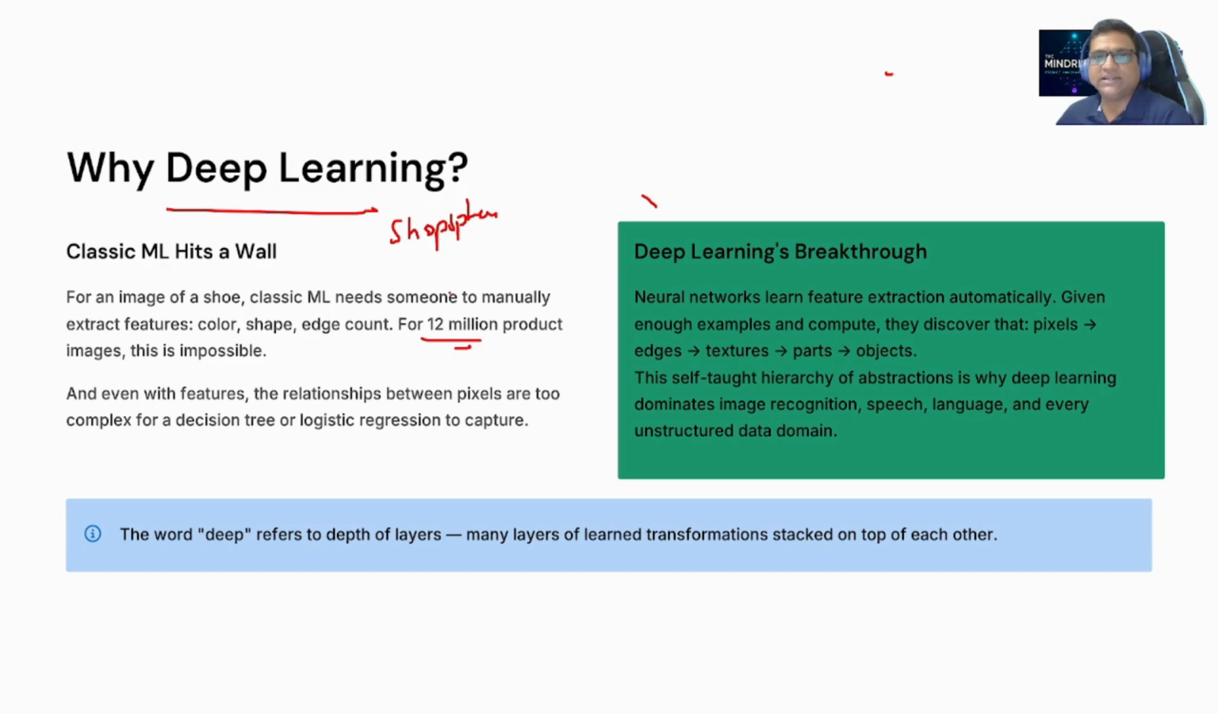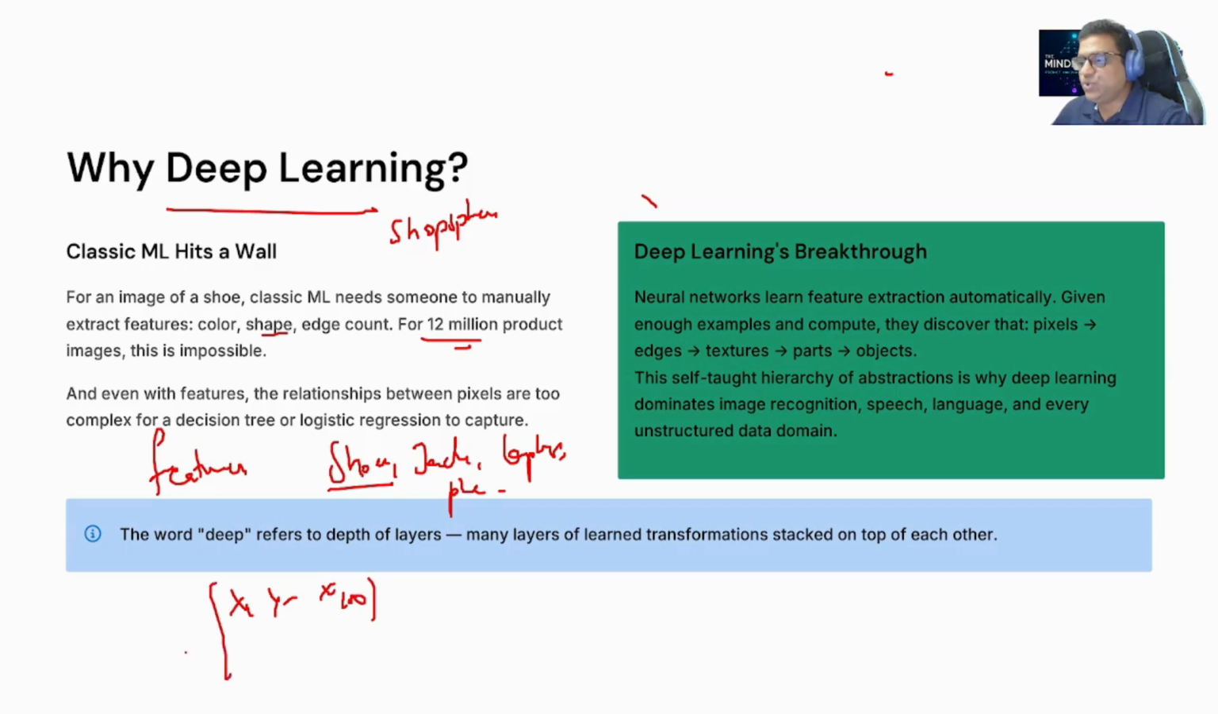So across all the categories, like maybe shoes, jackets, laptops, phones, furniture. Now suppose we want a computer to identify whether an image contains a shoe or not. Traditional machine learning would ask us to define the features. That's what we learned, right? You have your x1, x2, and so on, x100, all these features. So you train the machine on these features.